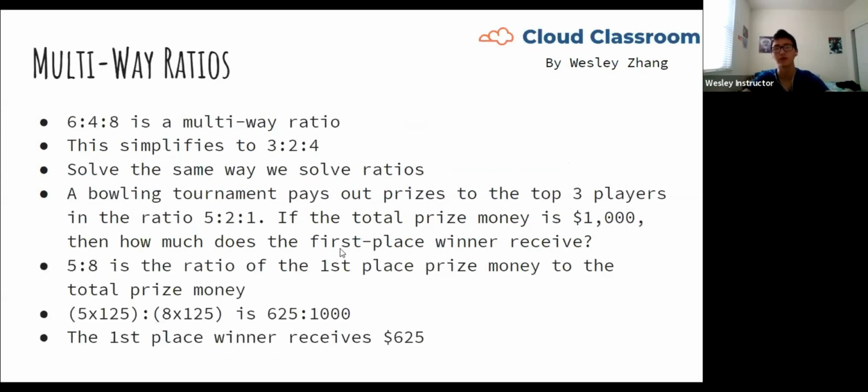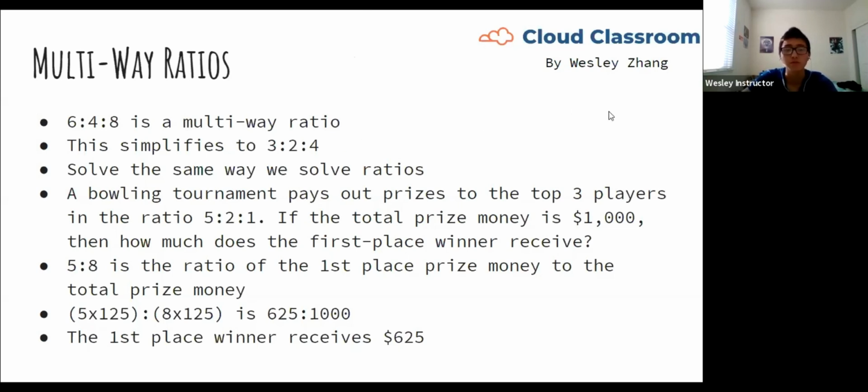All right, multi-way ratios. So pretty much the same concept. It's just that there's more than two numbers. 6 to 4 to 8 is a multi-way ratio, and this simplifies to 3 to 2 to 4. And we solve it the same way as we solve regular ratios.